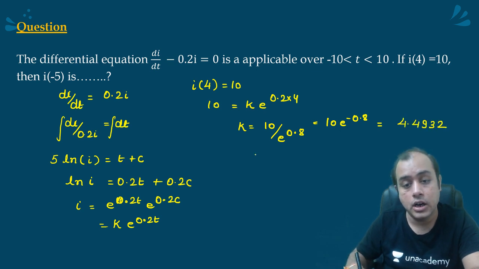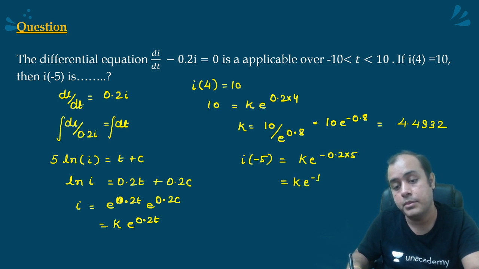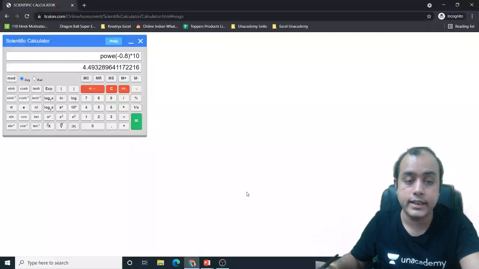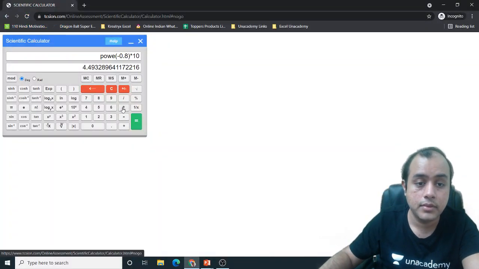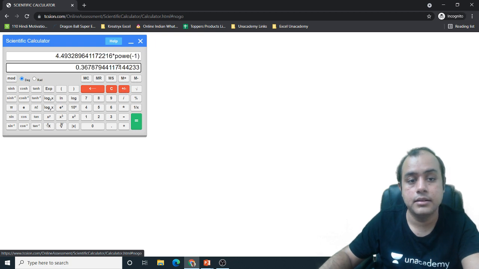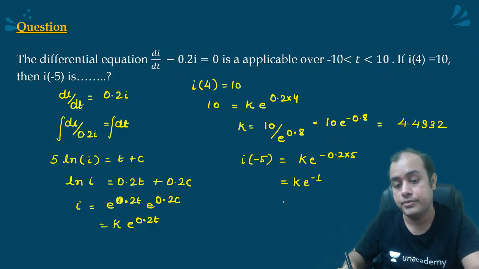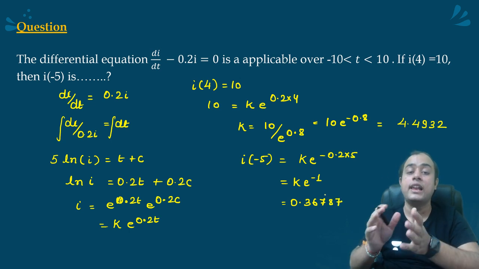Now it is asking me I of minus 5. That is k e to the power minus 0.2 into 5, k e to the power minus 1. So 4.4932 multiplied by e to the power minus 1, which is 0.36787. See, I did not even need to enter the value of k again.